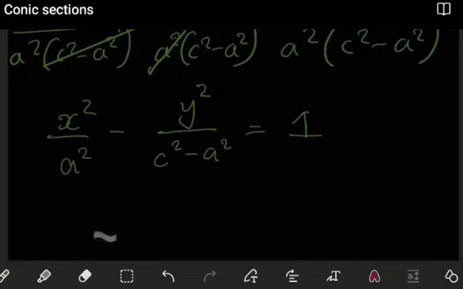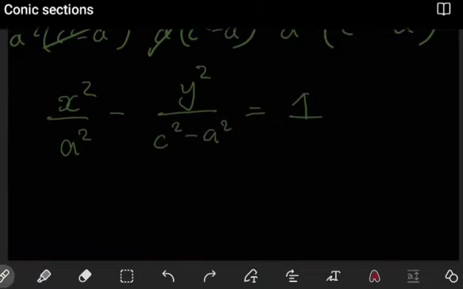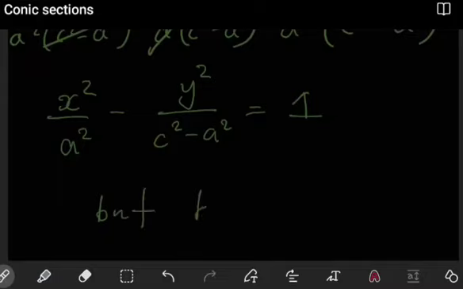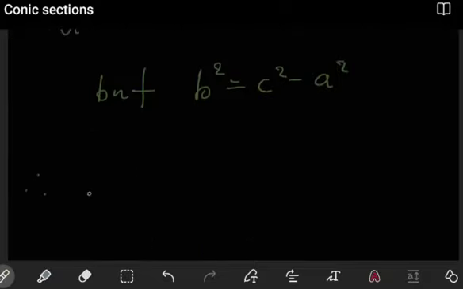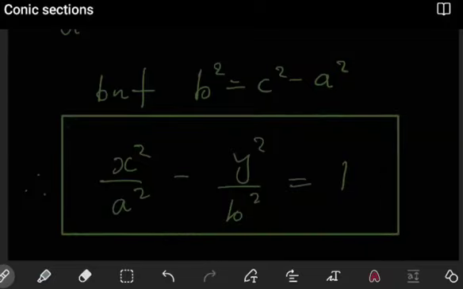You see this term here, the c squared minus a squared, this is what we now define as b squared. So say b squared is equal to c squared minus a squared. Therefore, the general formula becomes x squared over a squared minus y squared over b squared is equal to 1. So this becomes the general formula for a hyperbola that is centered at the origin.